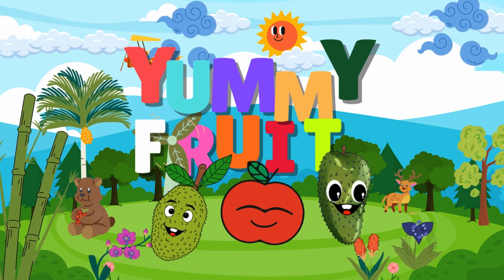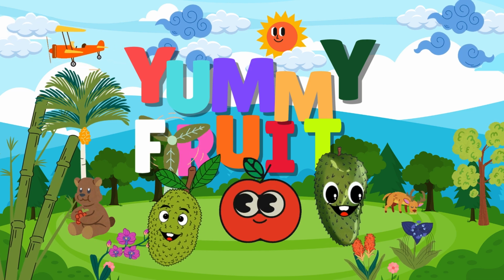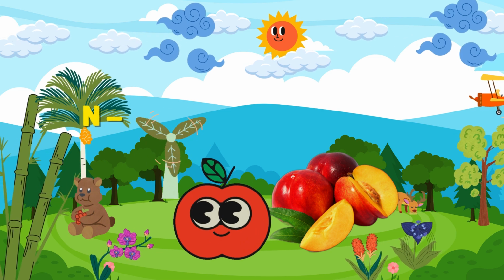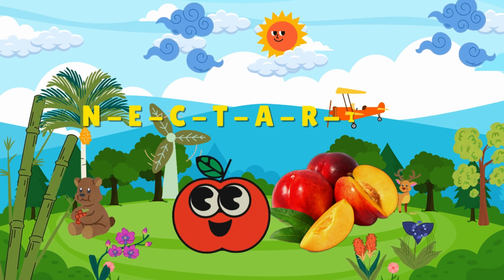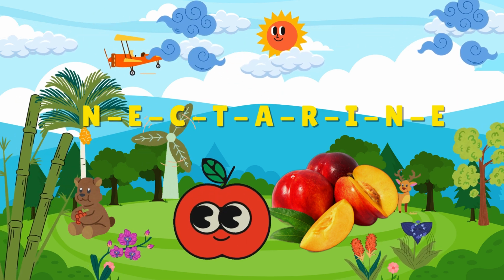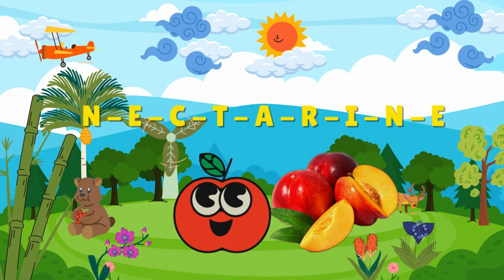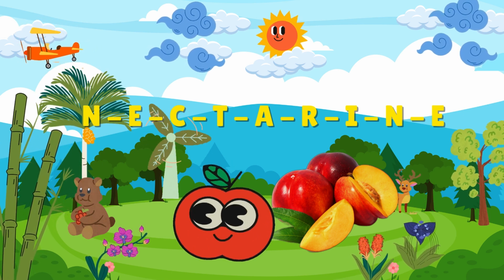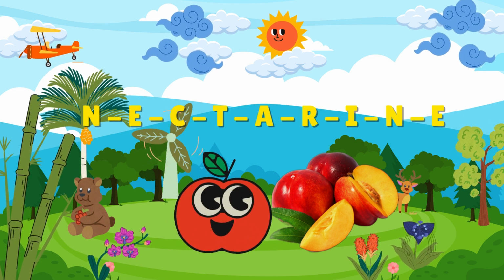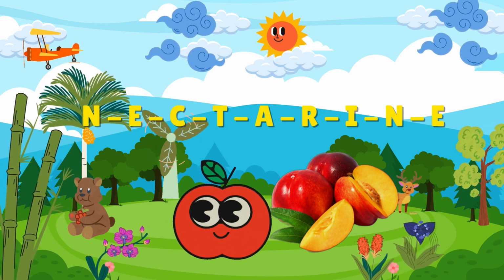Today we have new fruits to discover, and we'll learn how to spell each one. Let's get started. This sweet and juicy fruit looks like a peach. It's a nectarine. Can you say nectarine? Let's spell it. Nectarine. Spell again. Nectarine.